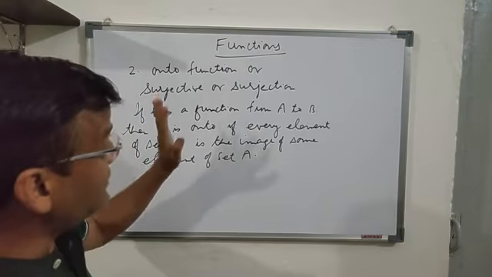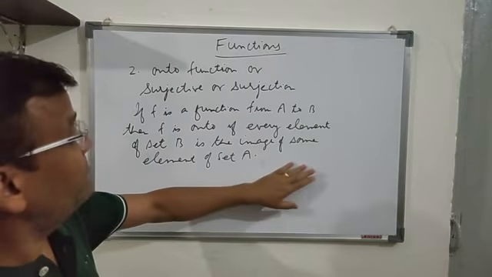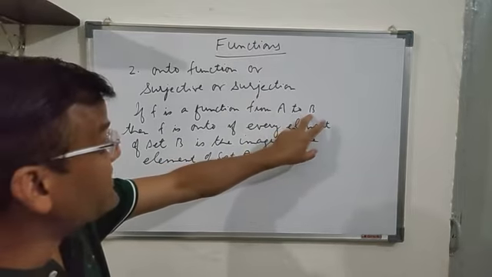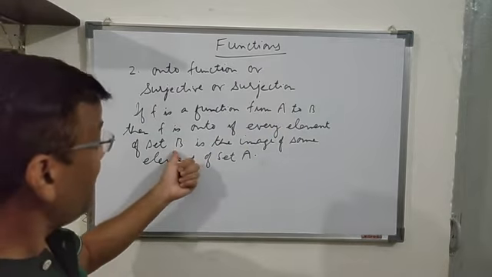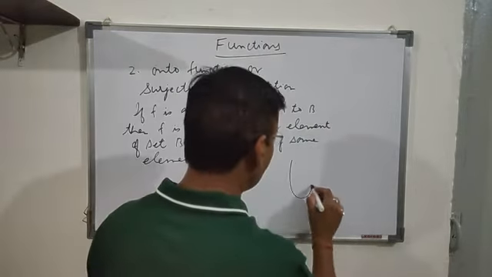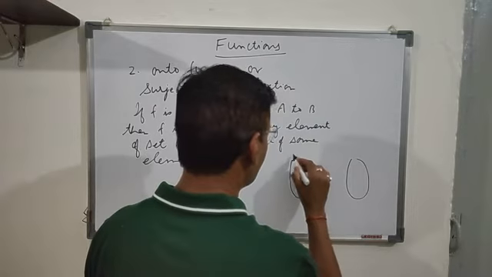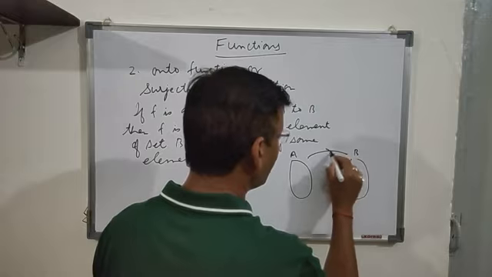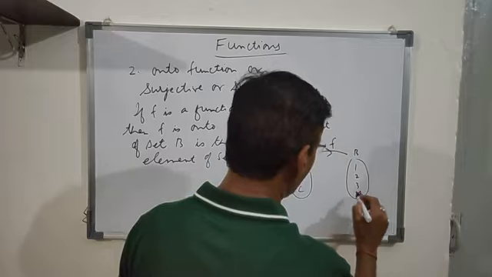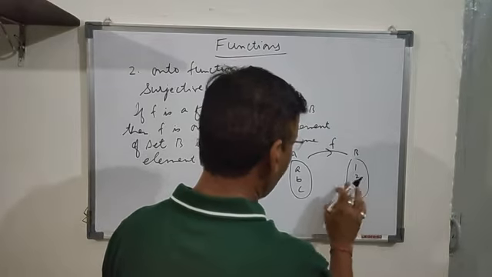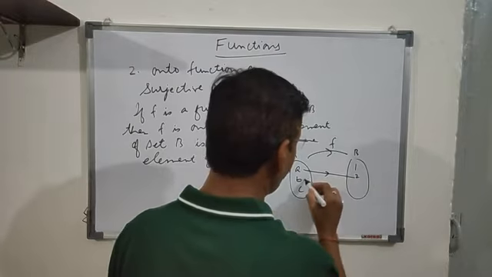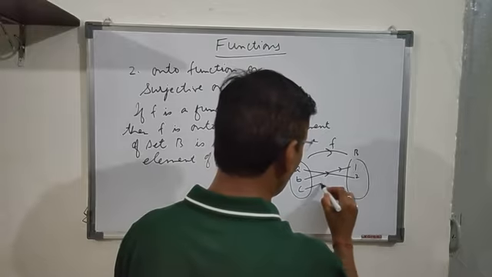So if I draw the arrow diagram for an onto function, every element of the set B has to be the image of some element of the set A. If I take the same example here, this is the set A and this is the set B. f is a function from A to B. It is A, B, C, and 1, 2, 3, 4. If the image of A is 2, the image of B is 1, and the image of C is again 1.